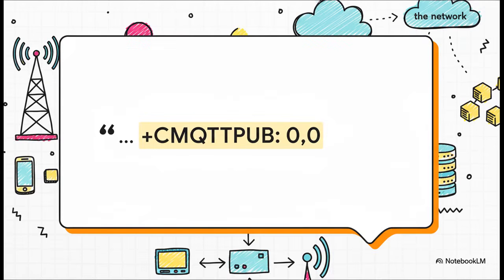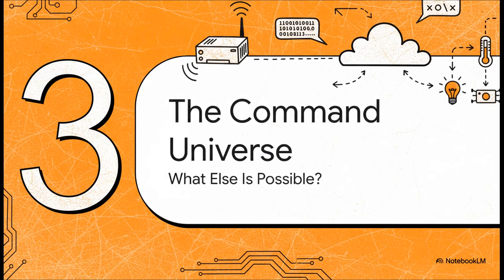The second we hit enter on that command, the module replies with this single character, greater than. That's our cue. That's the module saying, okay, I'm ready, give me your 10 bytes. So we type our message, maybe something like, hello IoT. We hit enter, and the module sends it off. And then we get that final beautiful confirmation, +CMQTTPUB: 0,0. Message sent, mission accomplished. So look at that. We connected to the network, and we sent a message.